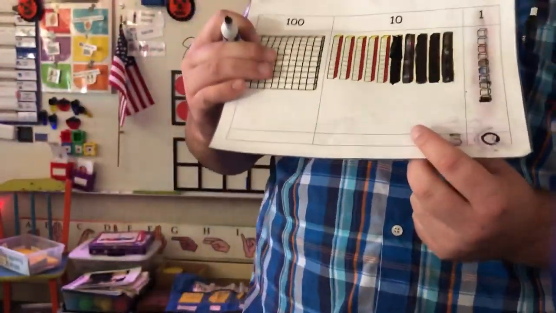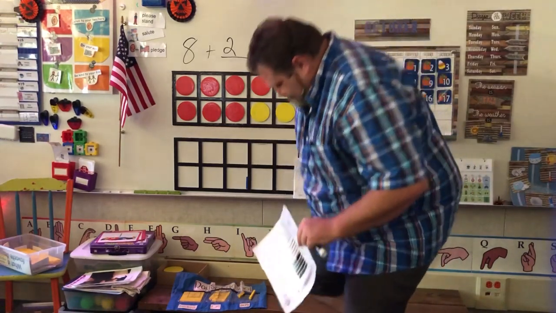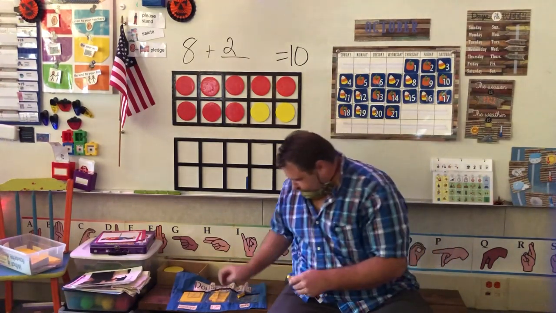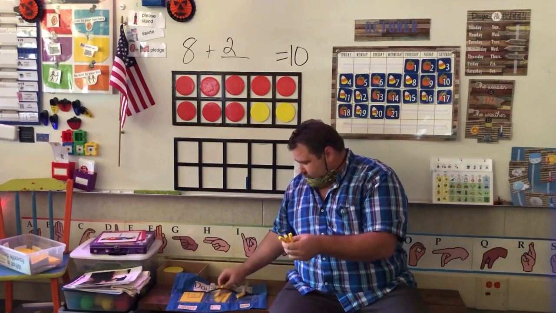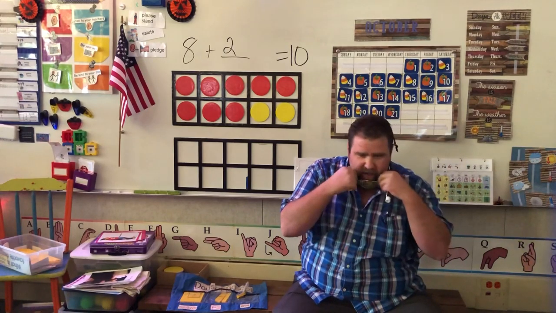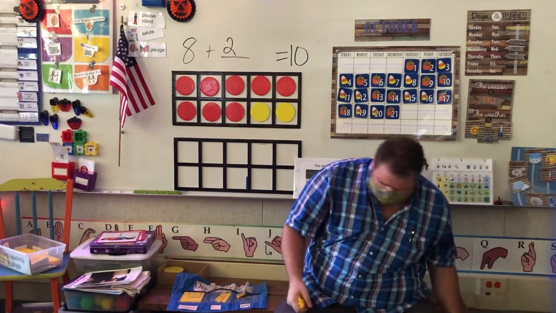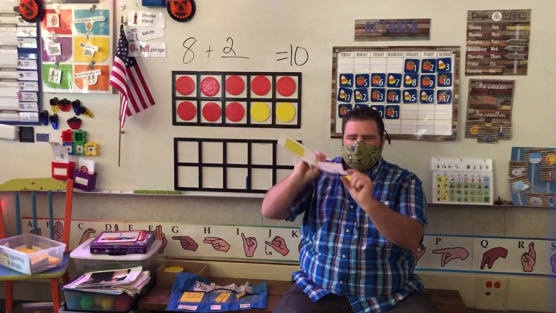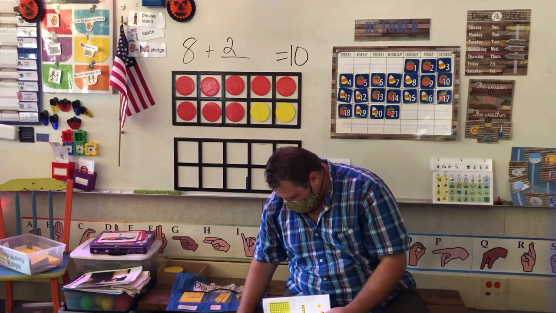But how many 10 sticks do we have now? One. Ready to count. Two. Three. Four. Five. We have five tens now. So we need to switch this out. So we have zero ones. Five tens.